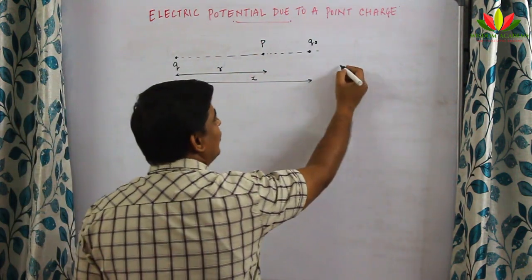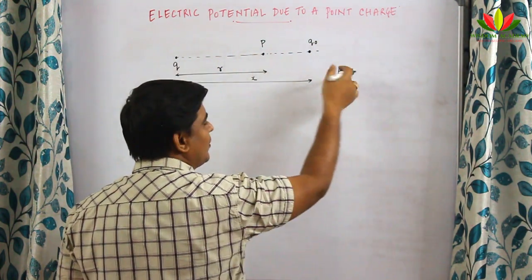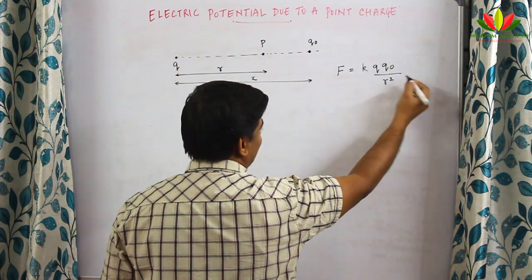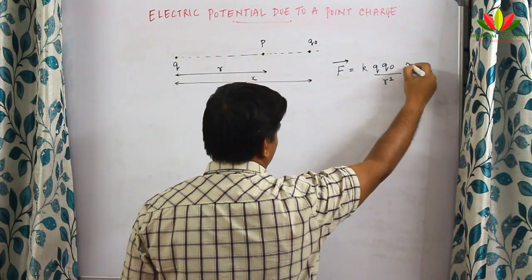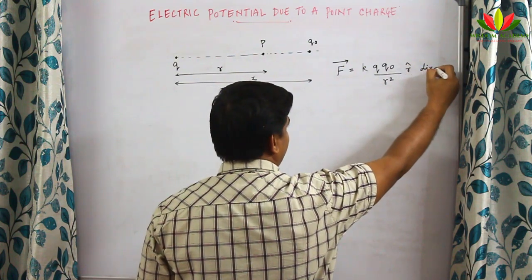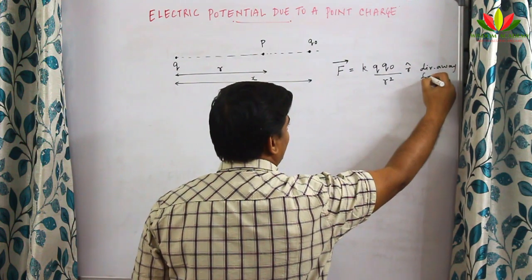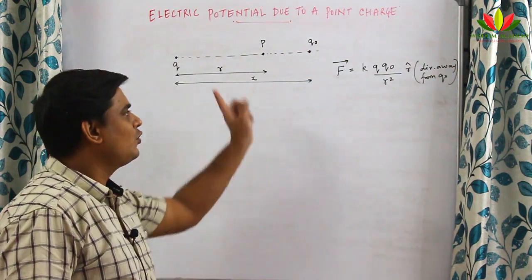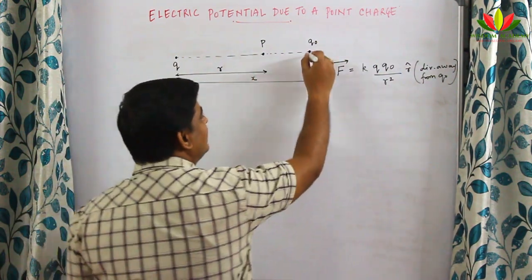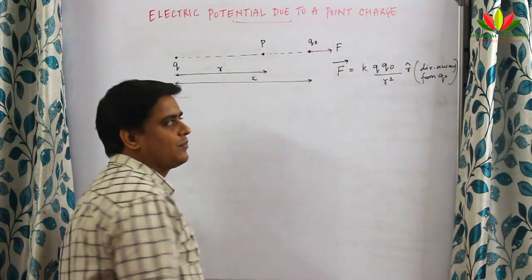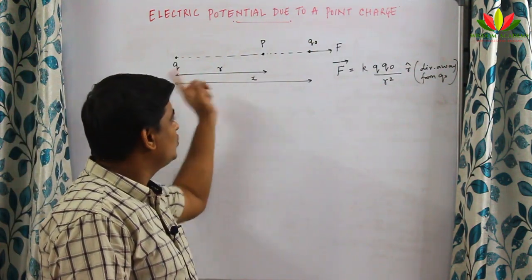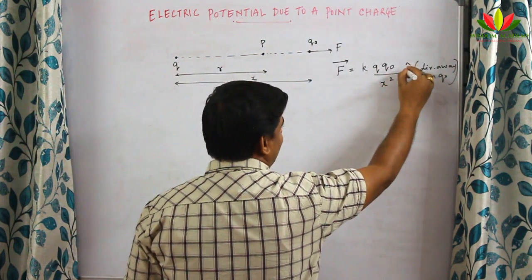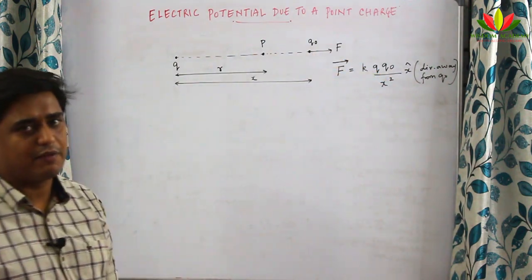Now what is the electrostatic force of repulsion between this Q and Q0? By Coulomb's law we know it is K Q Q0 by r square. If I am writing the vector, I can write r cap also. And what is the direction? It is directed away from Q. Why is it directed away? Because of the repulsive force acting in this direction. Right. So F will be equal to K Q Q0 by, I should not write r square, I'm sorry, it is x square, and here you will have x cap. So x cap is directed away from the charge.